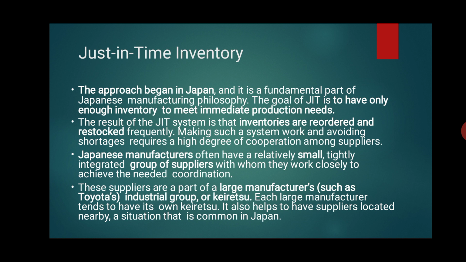Making such a system work and avoiding shortages requires a high degree of cooperation and intelligence among the workers and among the suppliers. These manufacturers often have a relatively small, tightly integrated group of suppliers with whom they work closely to achieve the needed coordination whenever it is necessary.